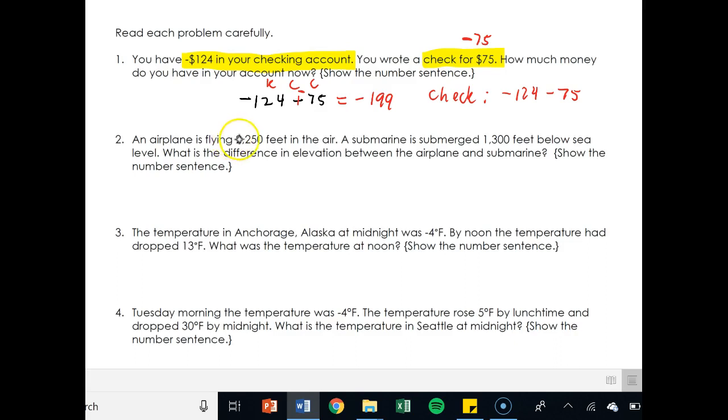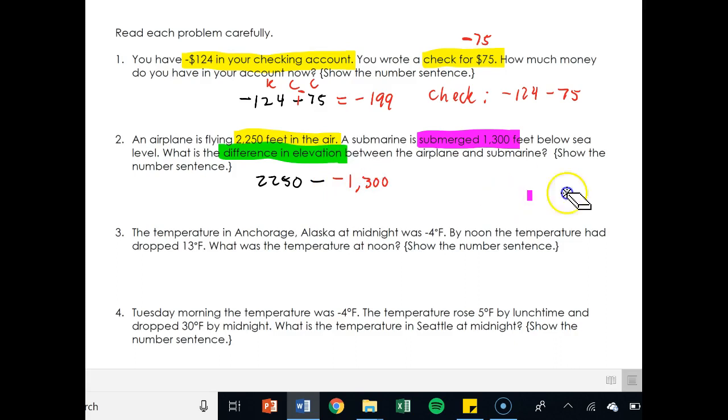An airplane is flying 2,250 feet in the air. In the air, right, that's positive. You're above ground, so that's 2,250 feet in the air. And a submarine is submerged. Submerged means you're below sea level. Submerged 1,300 feet below sea level. What is the difference in elevation? So not only do we want to subtract, because it said, what is the difference, right? We want to remember that we are subtracting a negative number here of 1,300 feet, right?